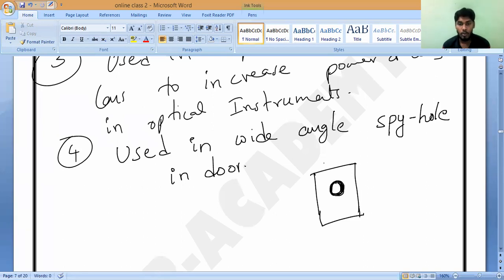Through this, we can see the persons who came outside and who is knocking the door, like a security. We can see the large area in the small hole. So that we can identify the persons who came to knock the door. Write it. These are the 4 uses. Concave lens is used in wide angle spy hole in doors. That's all. So all of you note it down.